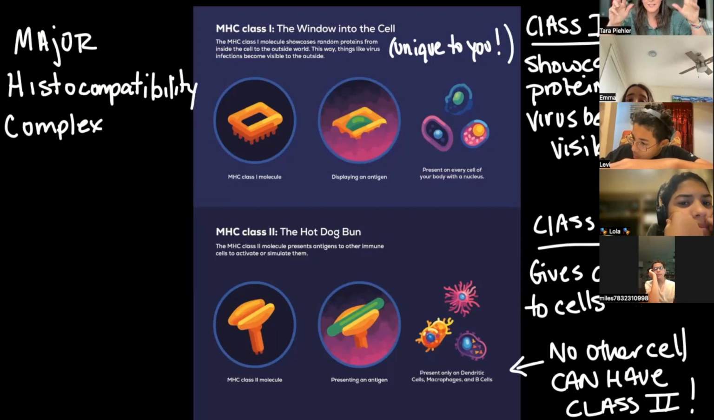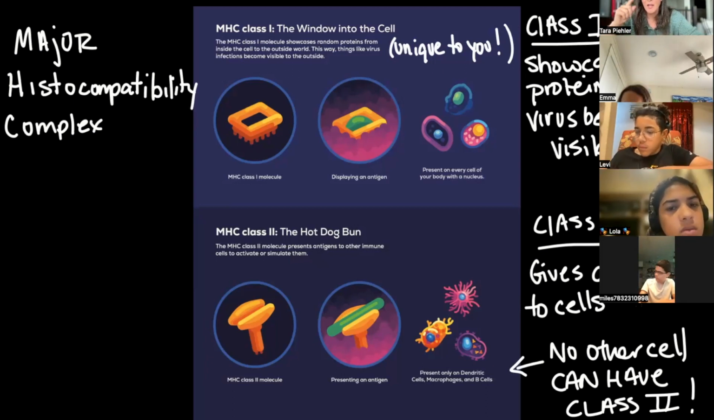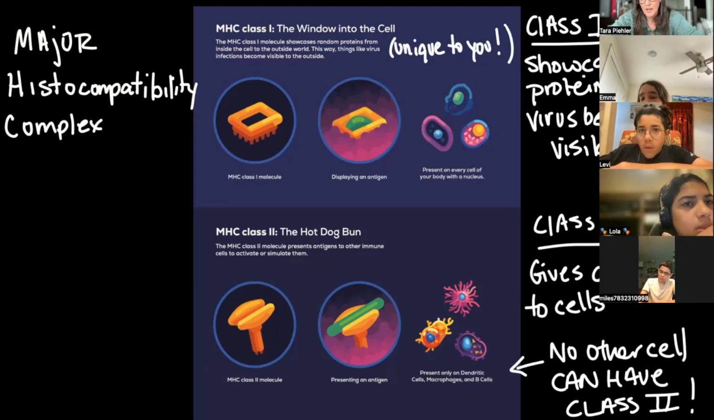Major Histocompatibility. Okay, so we don't want to say that continually over and over again. We're going to use the acronym MHC. It's a type of molecule your cell makes, and there are two types, the first class and the second class. The first class of MHC gives you a little window into your cell.